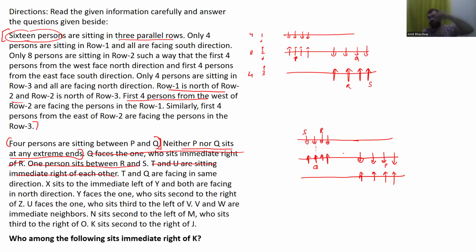What does it mean? Immediate right of each other means T and U have the opposite direction. This is possible only in this scenario. Means if T is this, U should be this, or U should be this, then T should be this. Yes or no? This is the scenario.